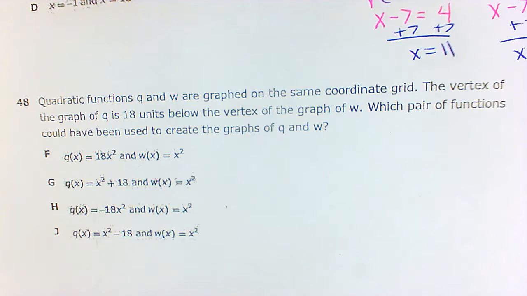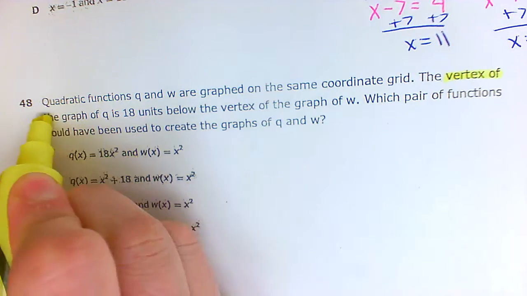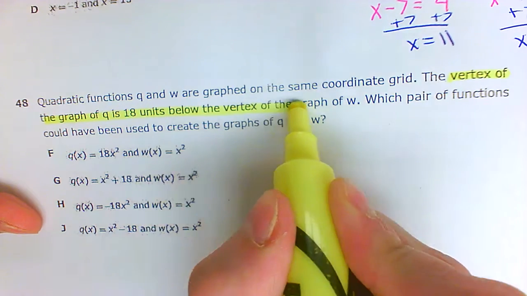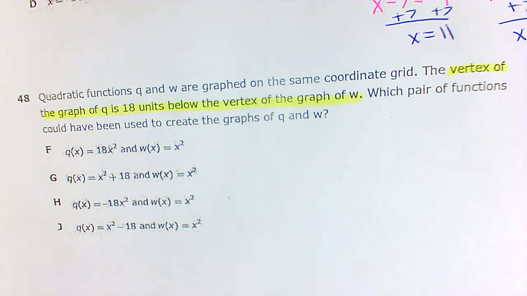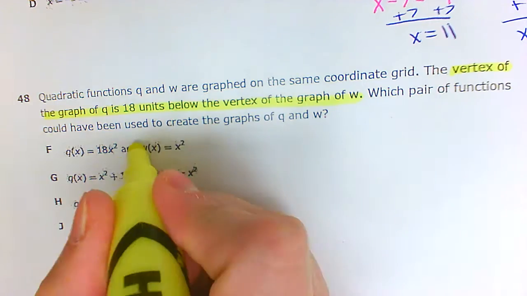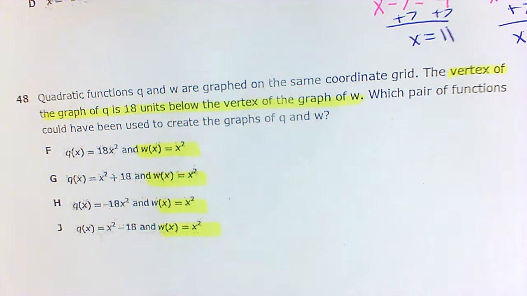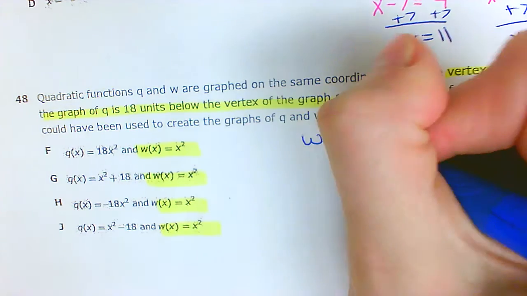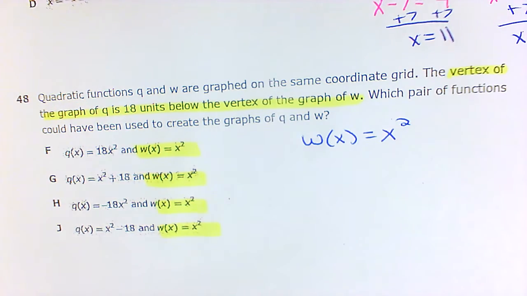Number 48. The quadratic functions q and w are graphed on the same coordinate grid. The vertex of the graph of q is 18 below the vertex of the graph of w. Which pair of functions could have been used to create the graphs of q and w? When I look at my answer choices, every single one of these answer choices has the same thing for w. So obviously, that's what that equation has to be. It's just x squared.